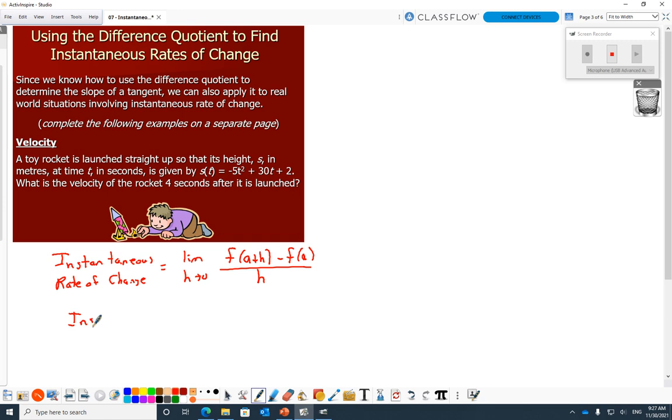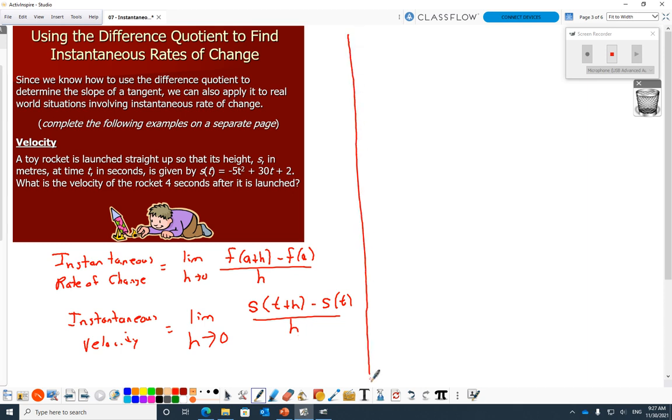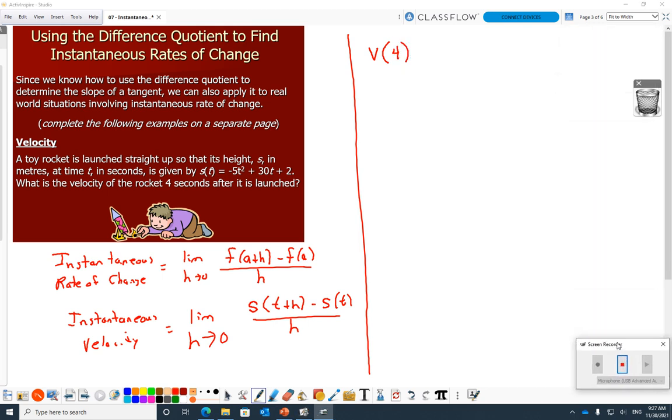Instantaneous velocity will be limit as h approaches 0 of s at t plus h minus s at t over h. And I'll do one step better to really try and improve our symbology here. What I'm really after is the velocity at time 4. That's what I'm really trying to accomplish here. And to do velocity at time 4, I'm going to do limit as h approaches 0 of s at 4 plus h minus s at 4 over h.